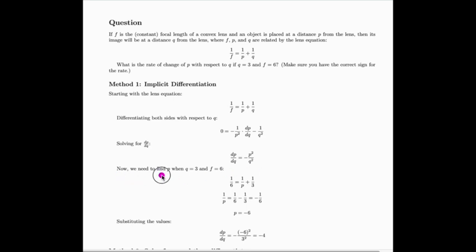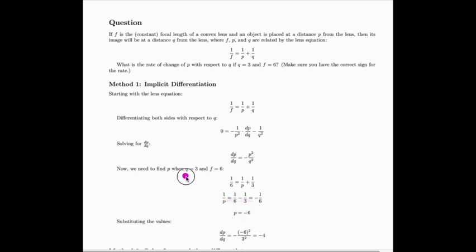Now, if we plug in the values that are given, we know that q is 3 and f is 6. So I'm going to put in q is 3 down here, so we have 3 squared in the denominator. We don't directly know what p is, but we can find out by plugging it back into the original equation. If q is 3 and f is 6, we plug in f is 6 here, q is 3 here, and then we can solve it for p. When we do, we get p is negative 6.